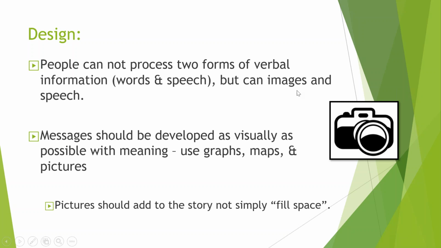When we talk about design, one idea to keep in mind is that the human brain cannot process 2 forms of verbal information at the same time. Having a bunch of words on the screen and talking, like I'm doing right now, isn't really helpful because people can't listen to me and read at the same time. But what people can do is process images and speech at the same time. Here I have a picture of a camera to get you to think about images, and I'm talking about how you can use images.